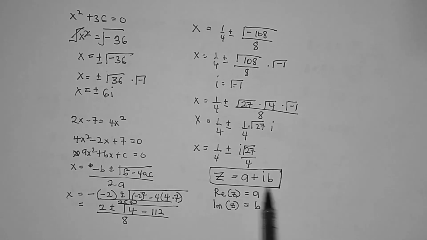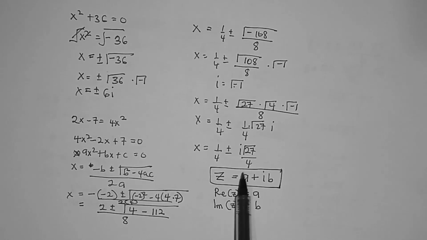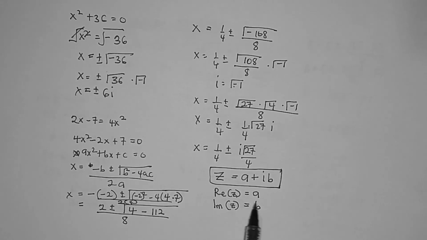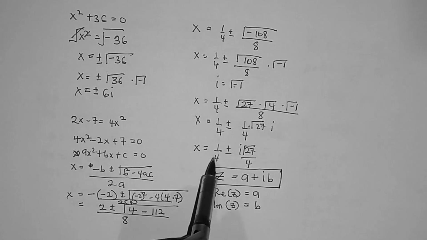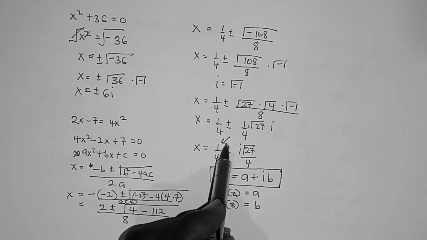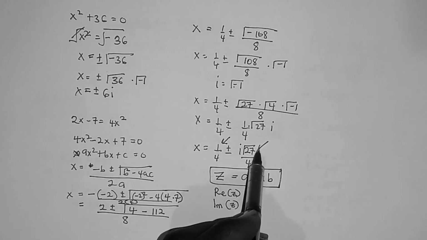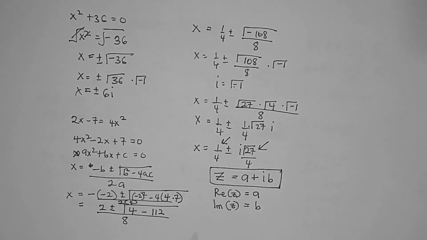So the part with the i attached to it is the imaginary part, and the part with no i attached to it is the real part. So in this case, for example, for this complex number, the real part is 1 over 4, and then the imaginary part is root 27 over 4.